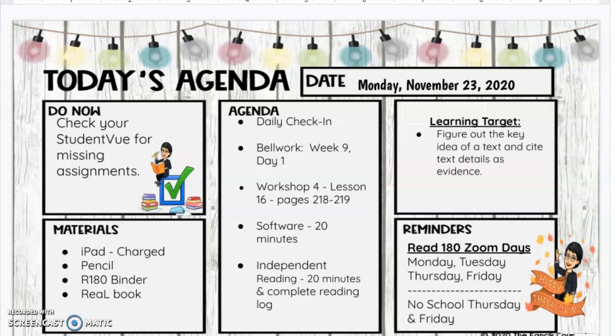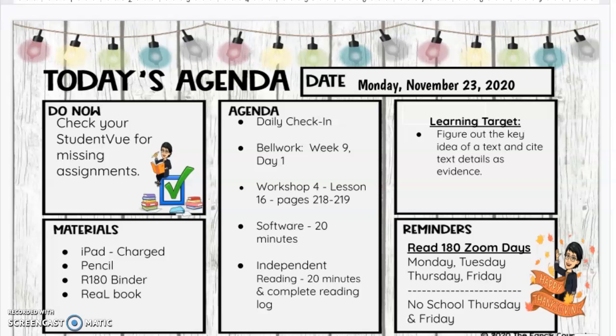All right, so the agenda, again, your daily check-in, your bell work, you're going to be doing week 9, day 1. And like I said, we're going to be working on lesson 16, pages 218 to 219. Also, the second part of the period, you'll be working on your software for 20 minutes. And remember, we only have 3 days this week, so I will be looking for a total of 60 minutes. If you have not been keeping up on software, there's really no way you can go back and make up that time. You need to keep up each week in order to get the points.